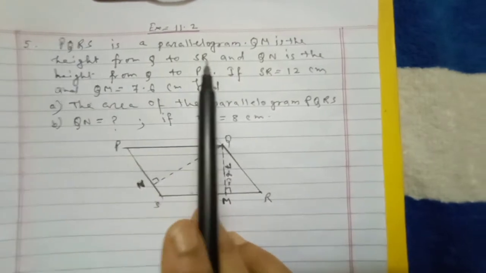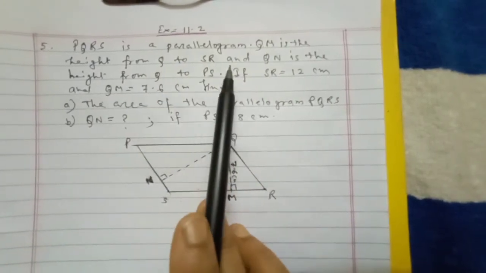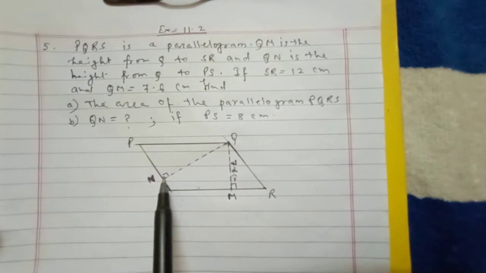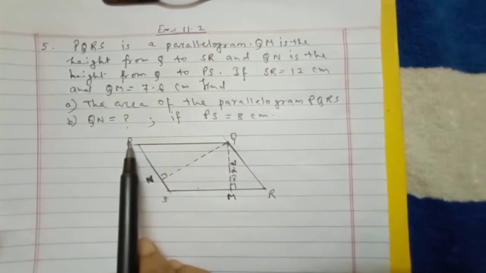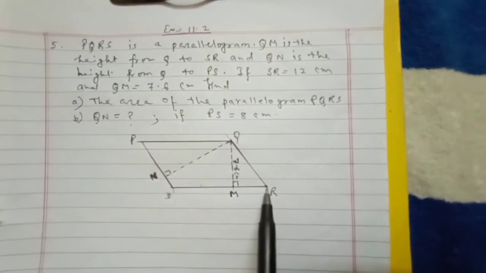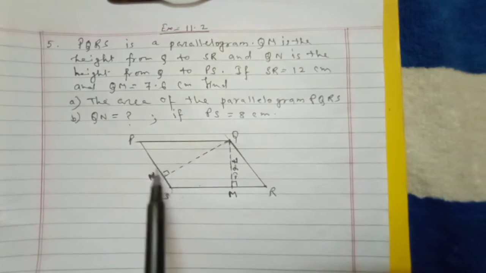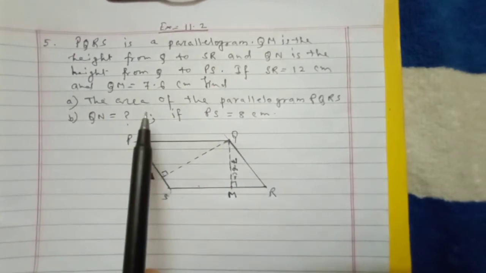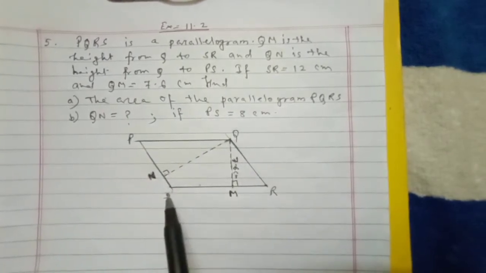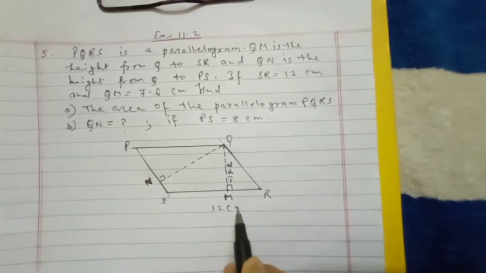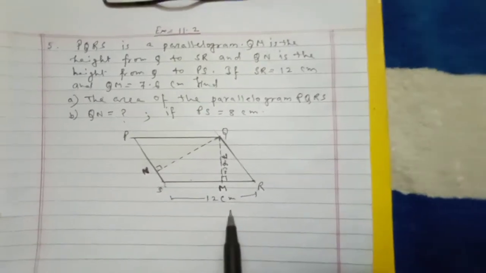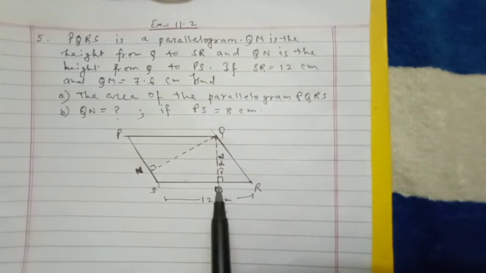QM is the height from Q to SR, and QN is the height from Q to PS. When we use the height QM, the corresponding base is SR. When we use the height QN, the corresponding base is PS. Now what do you have to find? Here QM is given as 7.6 and SR is given as 12 centimeter.